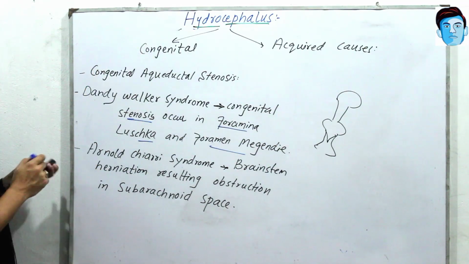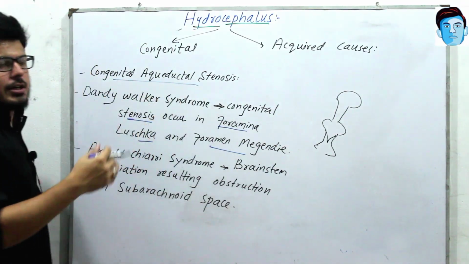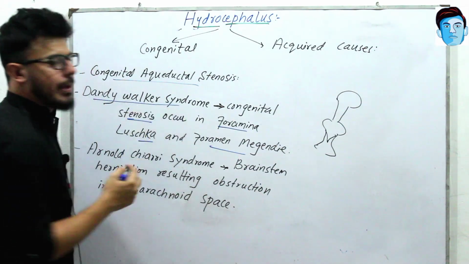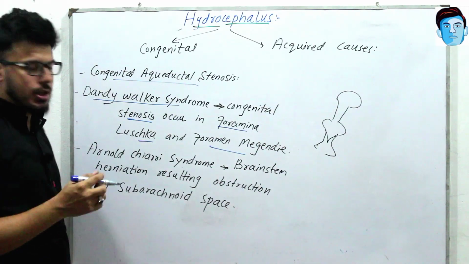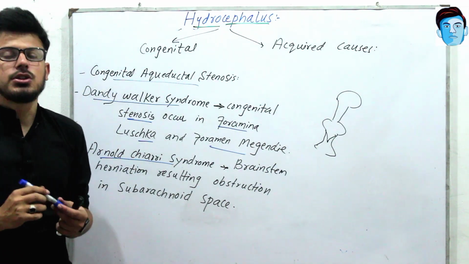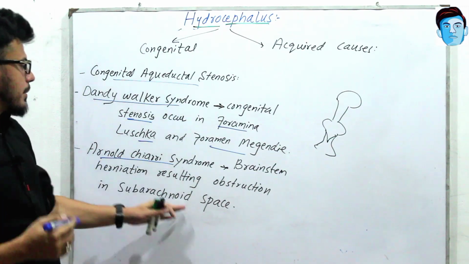Now there are three causes of congenital hydrocephalus. The first is called congenital aqueduct stenosis. It is the most common cause of congenital hydrocephalus. Secondly, there is Dandy-Walker syndrome. Here there is stenosis in the foramen of Magendie and Luschka. And there is Arnold-Chiari syndrome, where there is herniation of the brainstem, which leads to obstruction in the subarachnoid space.